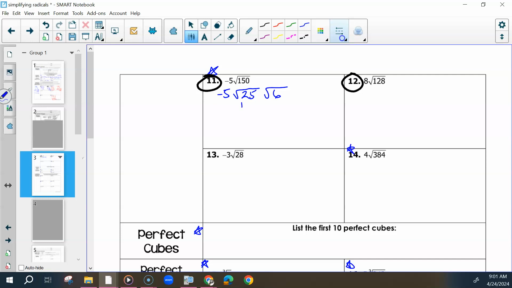Square root of 25 is? 5. So our final answer would be 5 times the square root of 6, or you can say root 6. Questions on that one? Number 12, perfect squares or breaking that down?